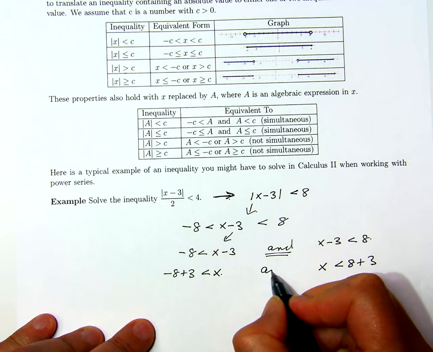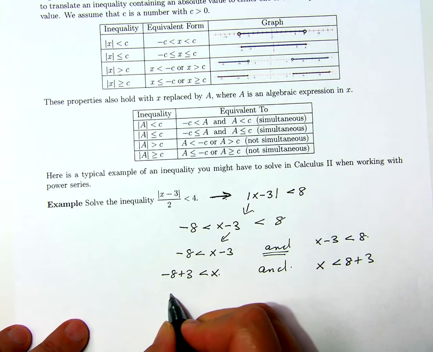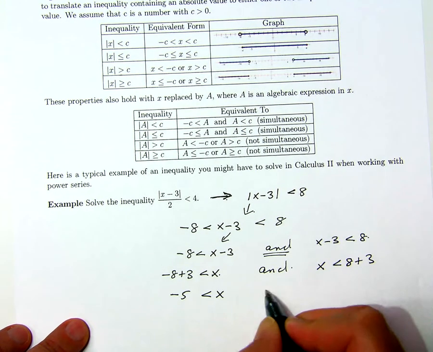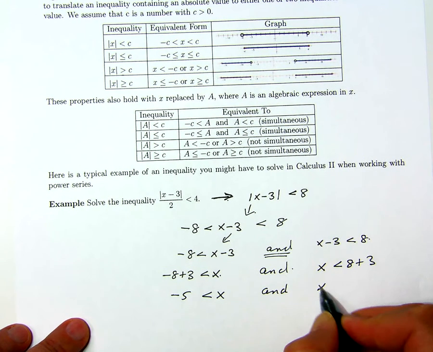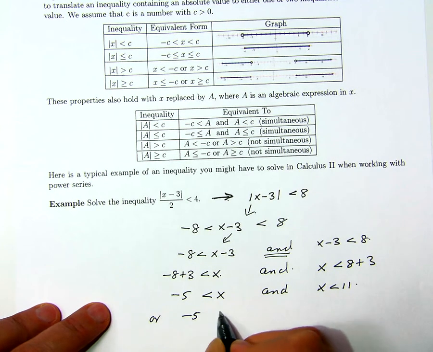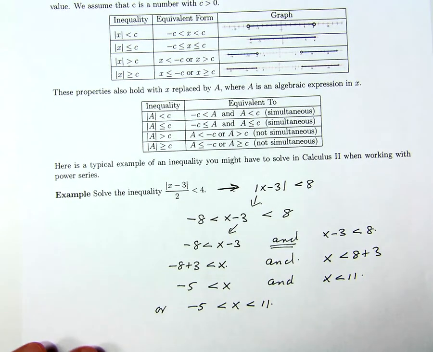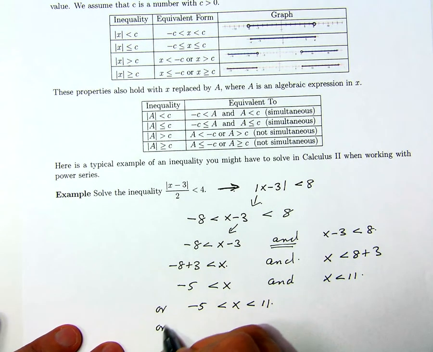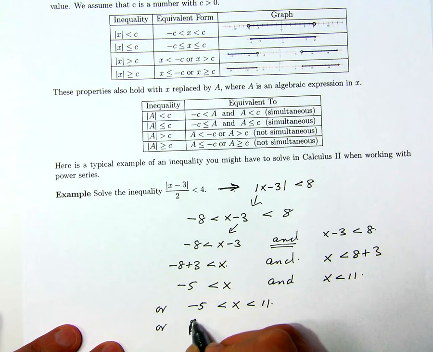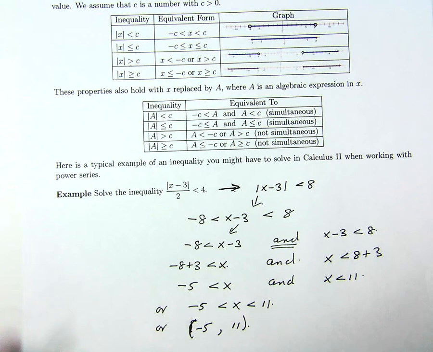And I add 3 to both sides here and I get x less than 8 plus 3. So my solution set is the set of all x, so that minus 5 is less than x and x is less than 11. Or minus 5 less than x, which is less than 11. And it's the interval from minus 5 to 11, not including minus 5 because we have strictly less than, and not including 11.